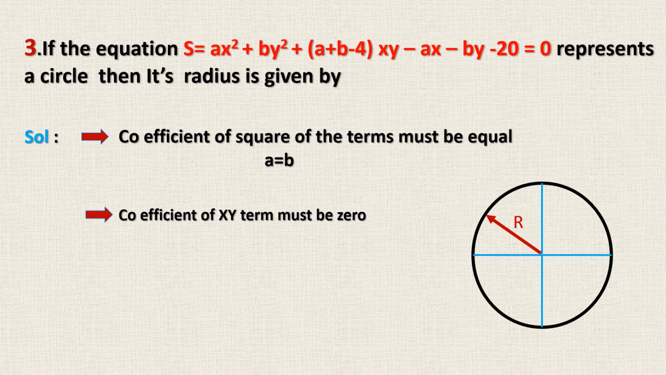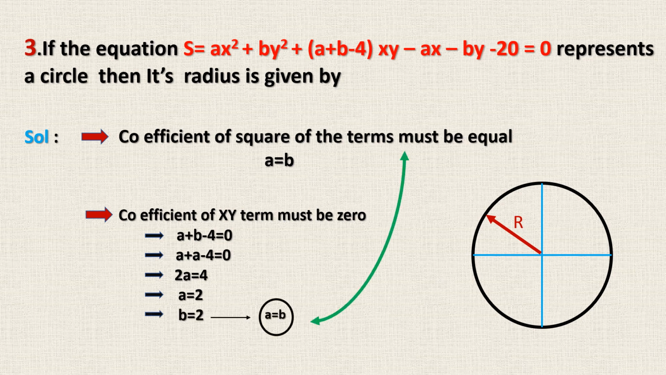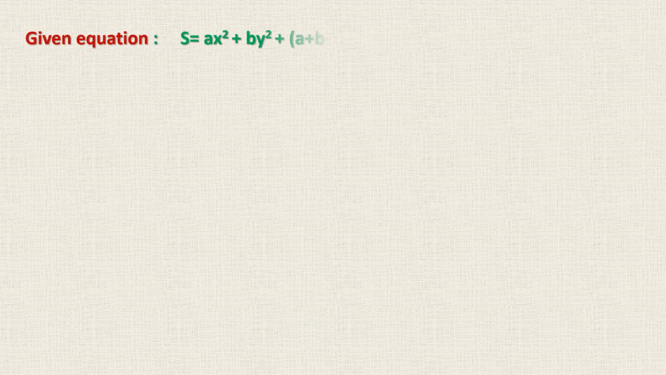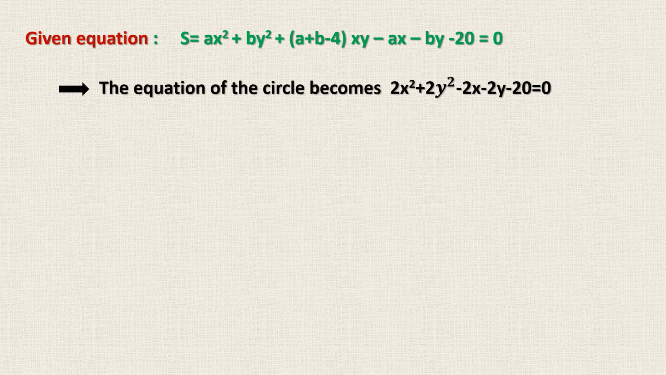The coefficient of the term xy must be 0. That implies a plus b minus 4 equal to 0. We know that a equal to b. Replace b as a: a plus a minus 4 equal to 0. That implies 2a equal to 4, a equal to 2, a equal to b equal to 2. By replacing the values of a and b in the given equation, we get the equation as 2x square plus 2y square minus 2x minus 2y minus 20 equal to 0.